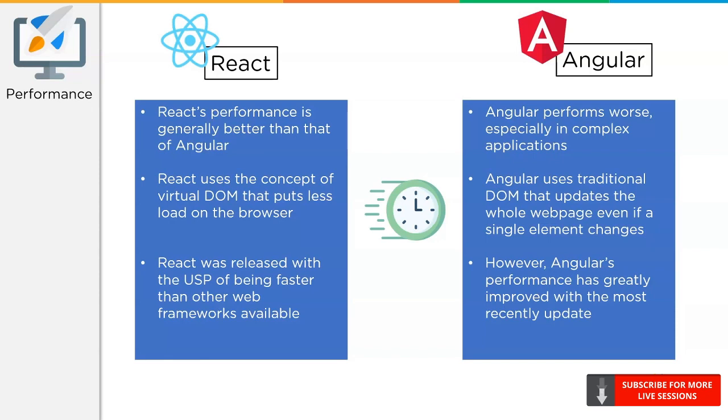When it comes to Angular, it performs worse, especially in complex and dynamic applications. The performance of Angular apps is negatively affected by bidirectional data binding. Angular uses traditional DOM that updates the whole web page even if a single element is changed. However, the most recent update of Angular has greatly improved its performance and it does not lose to React anymore.